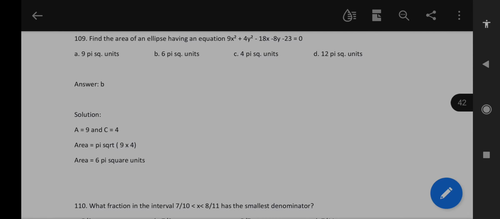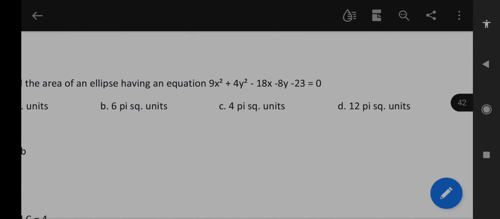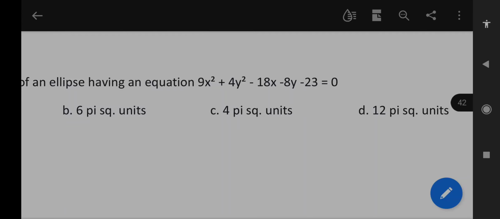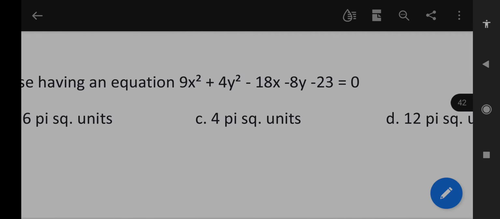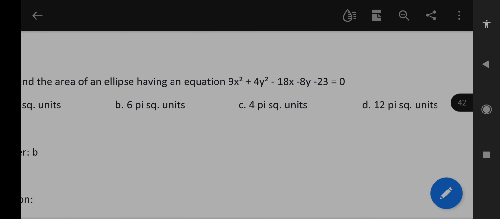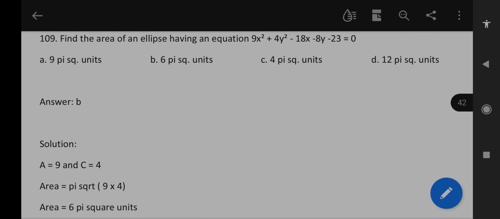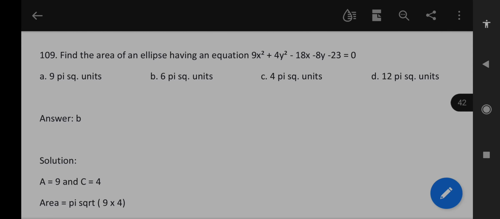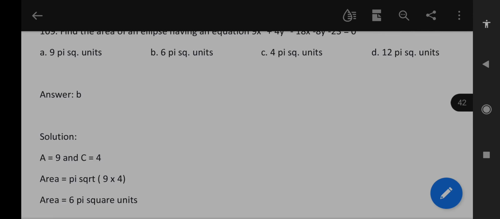Ellipse. So, solution dyan, yung A mo daw ay 9. Kasi, kung makikita mo yung equation, ito yon. So, alam naman natin, di ba, ang forma ng equation ng ellipse. So, di ko na i-elaborate. Basta makita mo to, itong gantong forma ng equation, ellipse yan. Therefore, magka-come up ka sa, yung A mo yung 9, tapos yung C mo ay 4. Okay? Tapos, yung area is equals to pi square root ng 9 times 4.